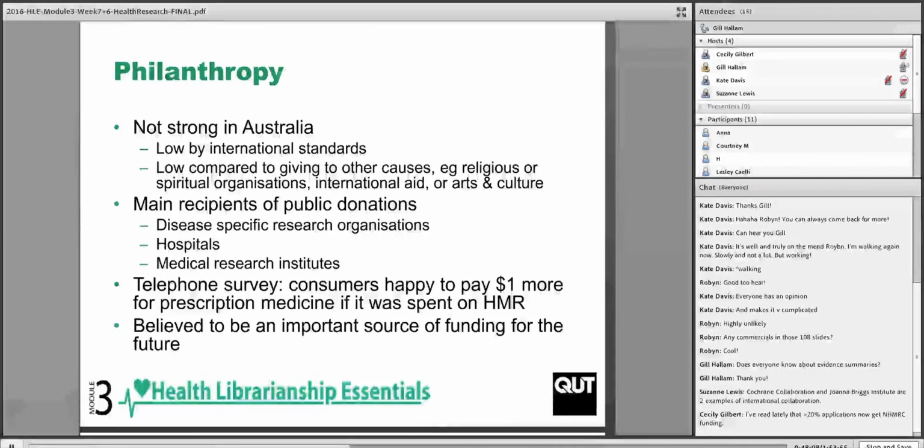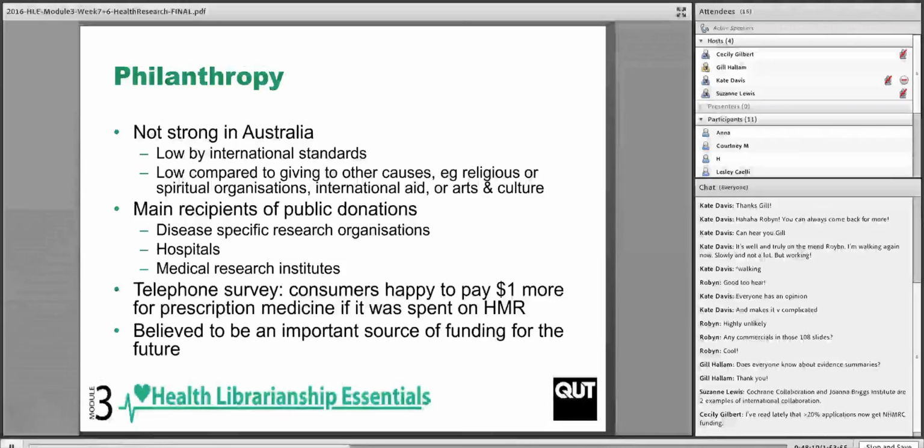Just quickly on philanthropy, I think we will say that compared to some other countries, Australia is not a strong philanthropic community, so quite low by international standards. And in the areas of public donations, it's very often, I suppose, a personal bias, if you want to call it that.